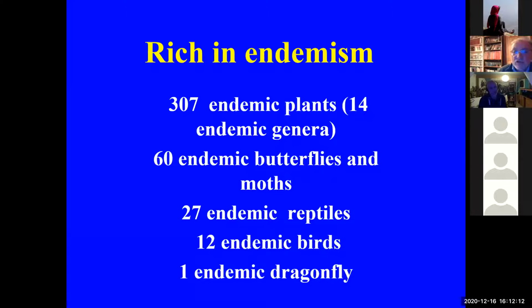So Socotra is rich in endemism. There are 307 endemic plants of 14 endemic genera, and I'm sure that others in the audience, Alan Forrest, for example, will correct me if I'm wrong. 40 endemic butterflies and moths, 20 endemic reptiles, 12 endemic birds, and 1 endemic dragonfly.